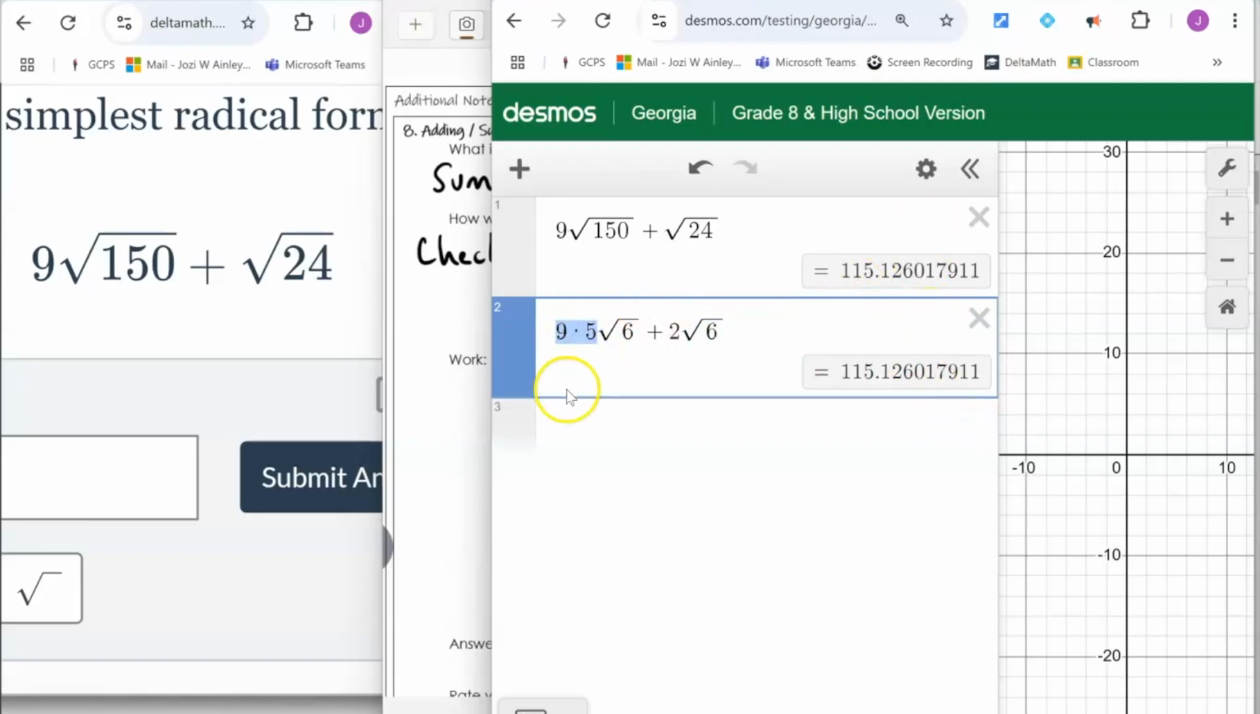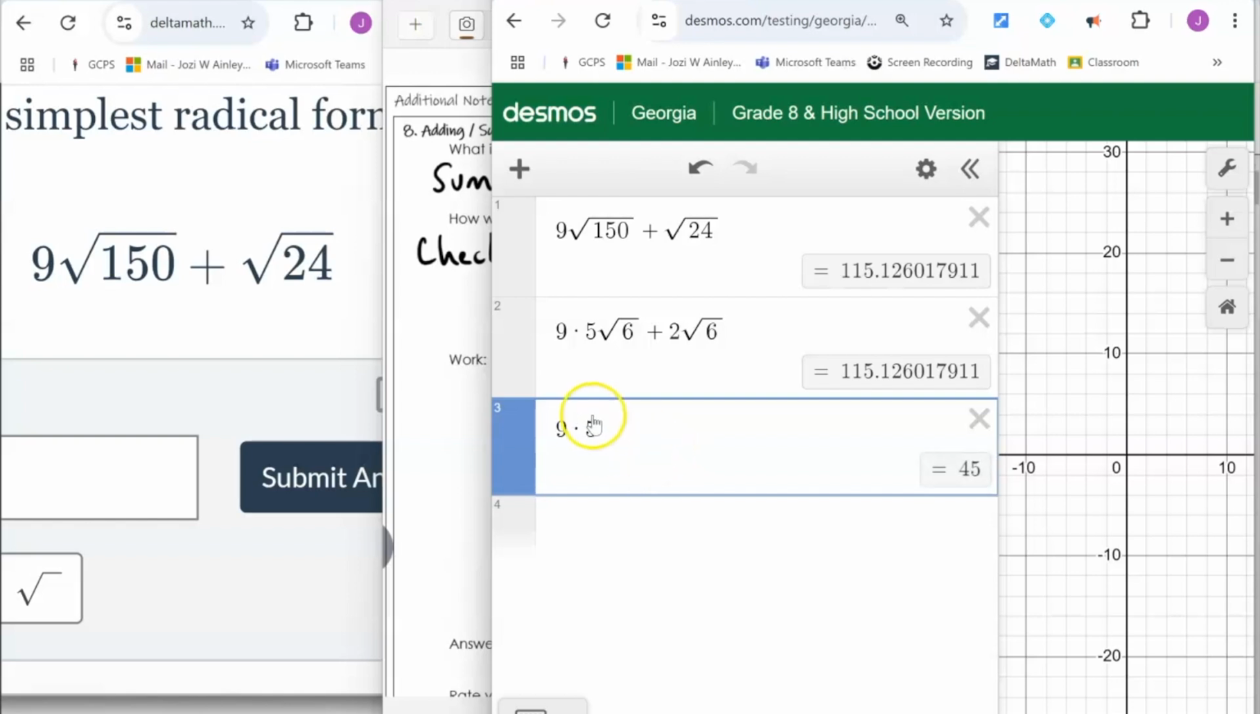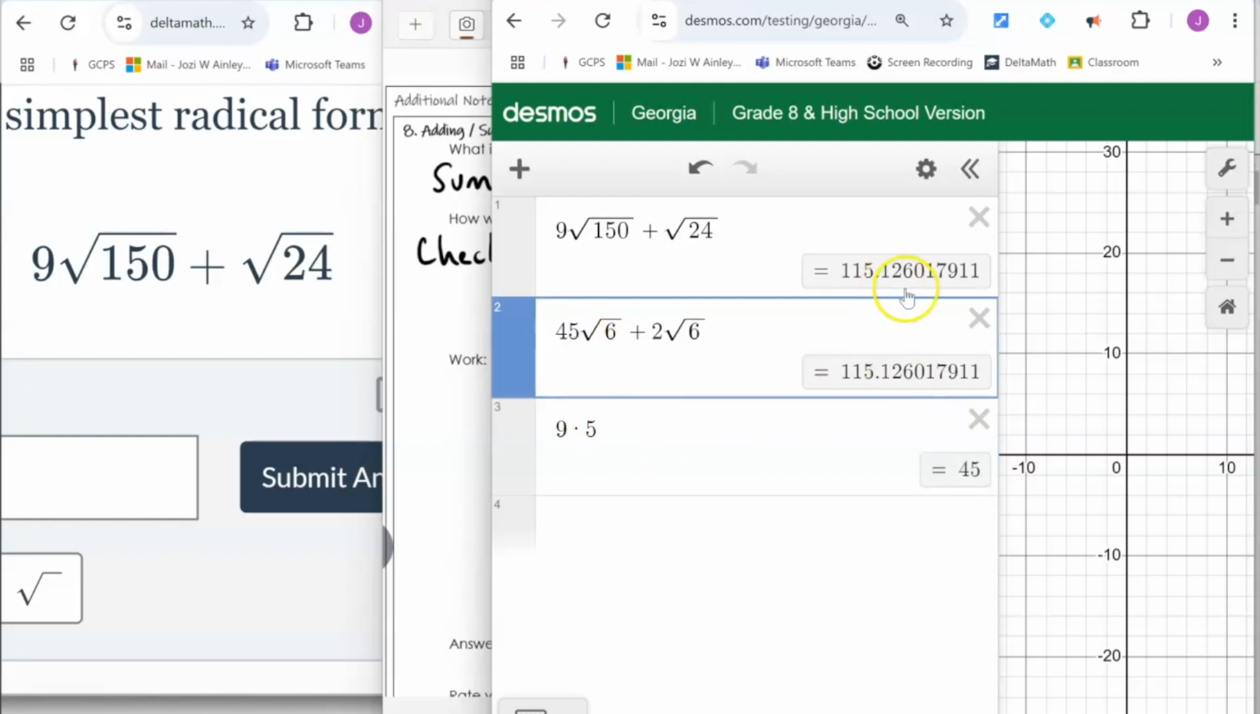Out here, I have 9 times 5. And again, if you don't know your multiplication facts, you just go put it in the calculator. That's going to give me 45. Again, I replace that. Do I change? No, I'm still good. Now, what do you guys notice?